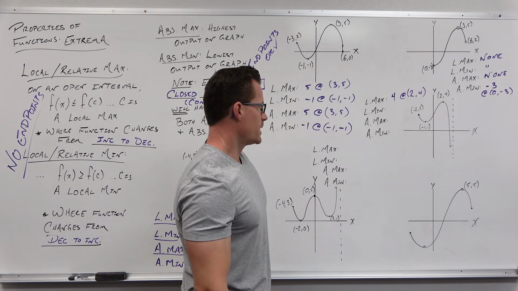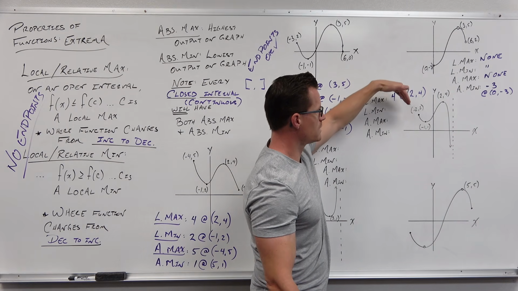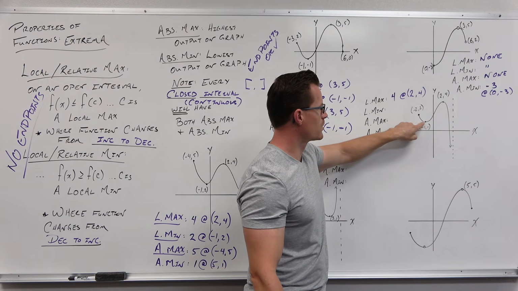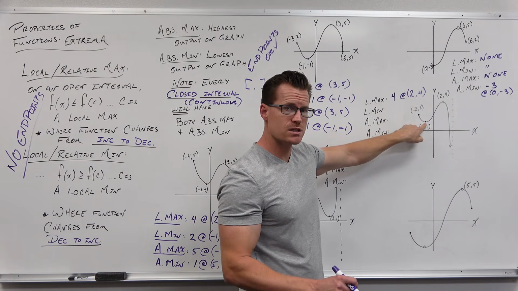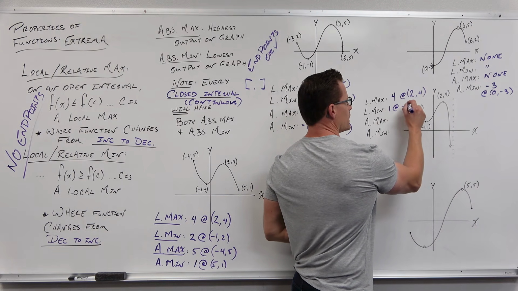Do we have a local minimum? There's only one of them. Yeah, we have a point where we've changed from decreasing to increasing. There's a little trough here. We know that in the neighborhood around this point, that's the lowest spot, with a height of 1 at the point (-1, 1).